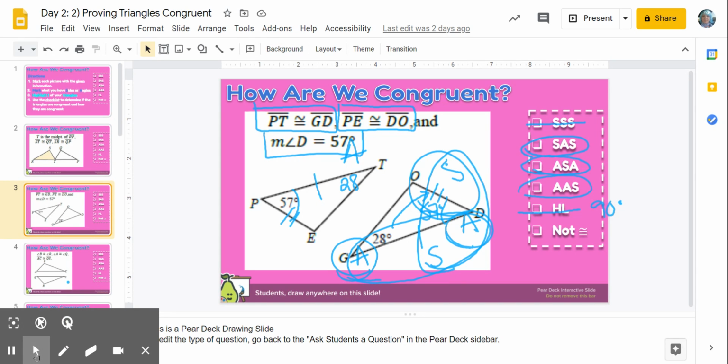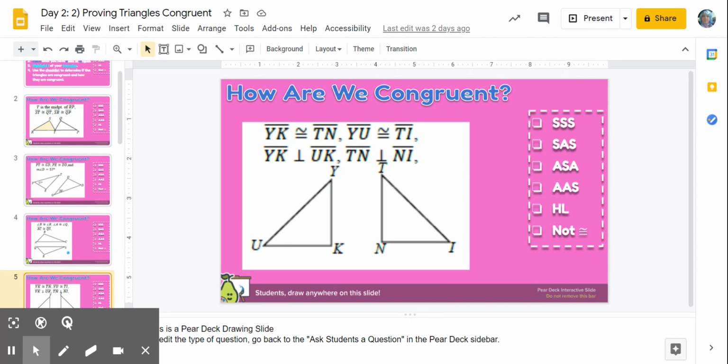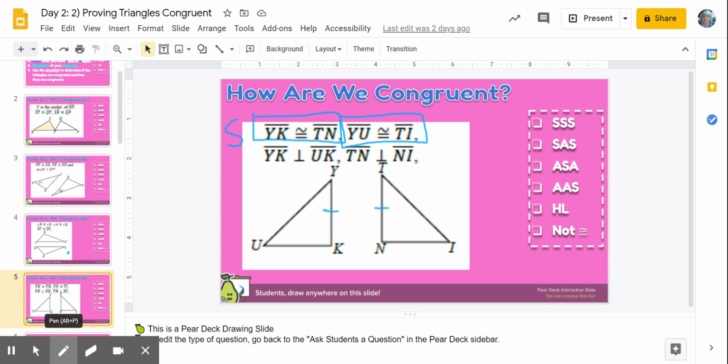I think slide 4 looked pretty good. Slide 5, I want to talk about this one real fast. So YK is congruent to TN, that's a side. And then YU is congruent to TI, that's another side.